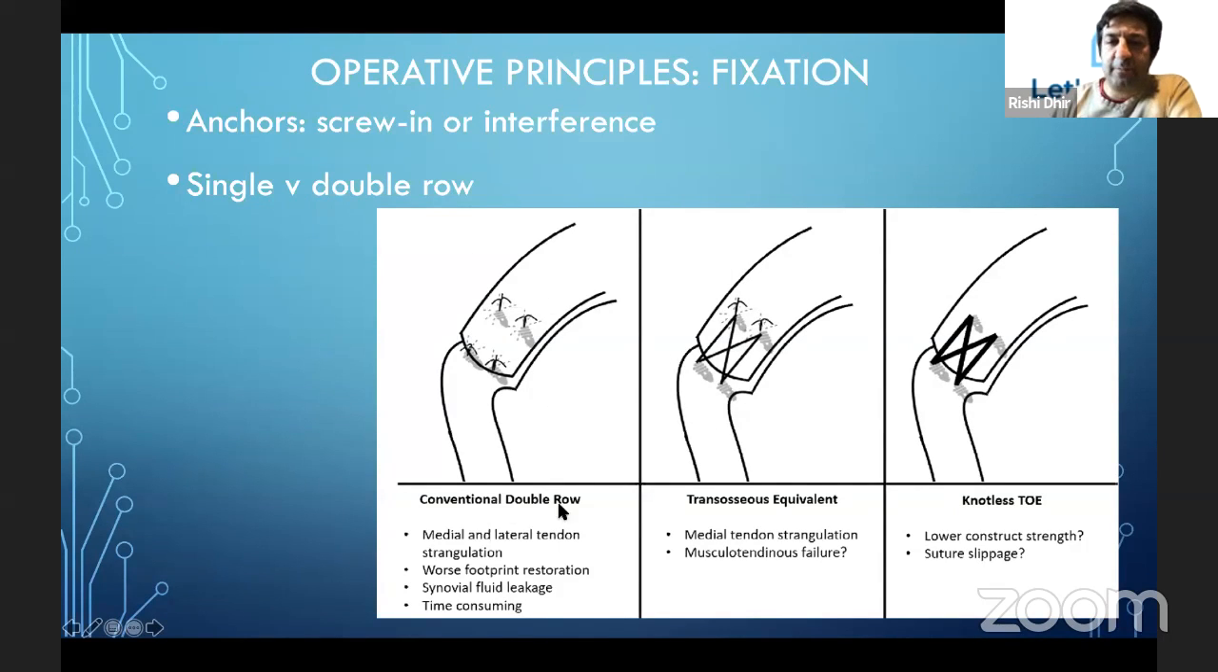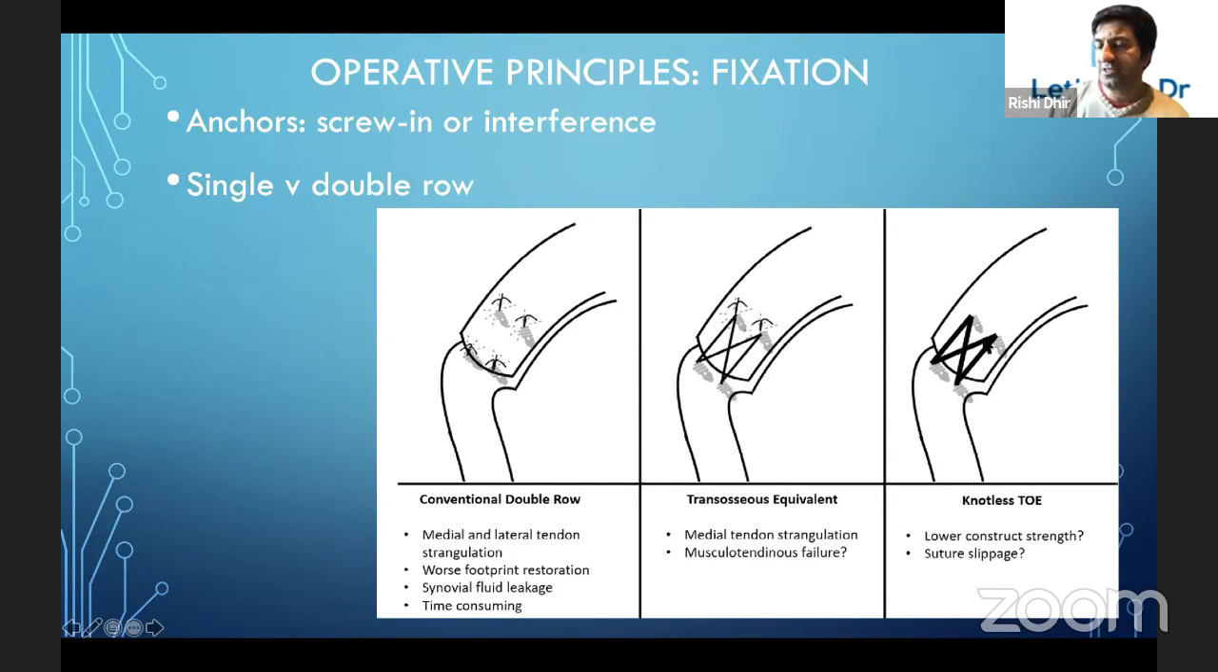So a conventional double row is where you tie medially and you tie laterally, separate from each other, okay? The problem with these is you didn't restore the footprint very well. There was a lot of strangulation of the tendons, and it could take a lot of time. The transosseous one is where you tie medially and you have knots laterally, okay? Again, there is some question over medial tendon strangulation, although some people would argue you've essentially got more points of fixation. So basically, if the lateral ones fail, you've still got the medial ones tied down.